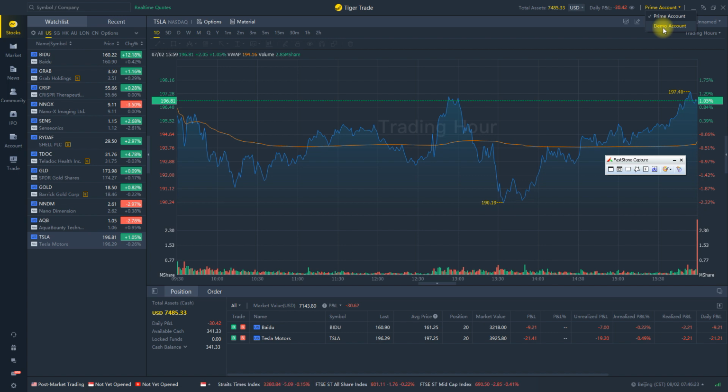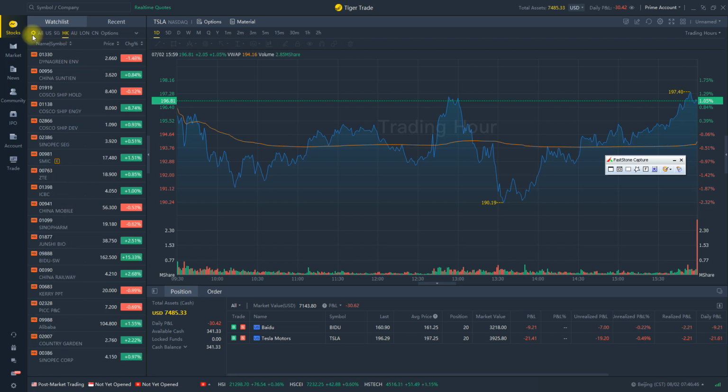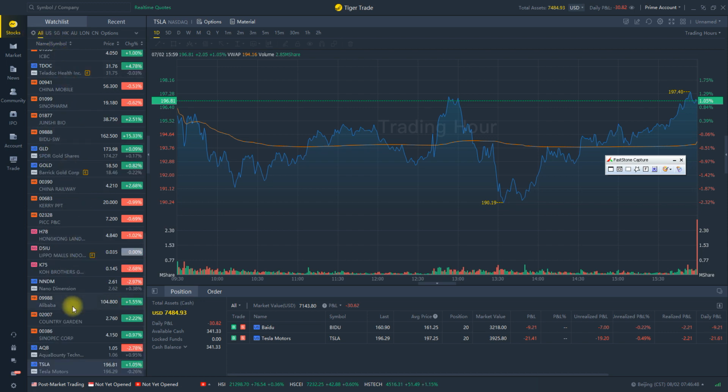with demo money, not real money. But in my case, I have already done that. I go to my Prime account to do actual trading. Now over here, you can see these are the stocks that I'm following in America, in Singapore, in Hong Kong. And these are all the stocks. I can see these are all the stocks.